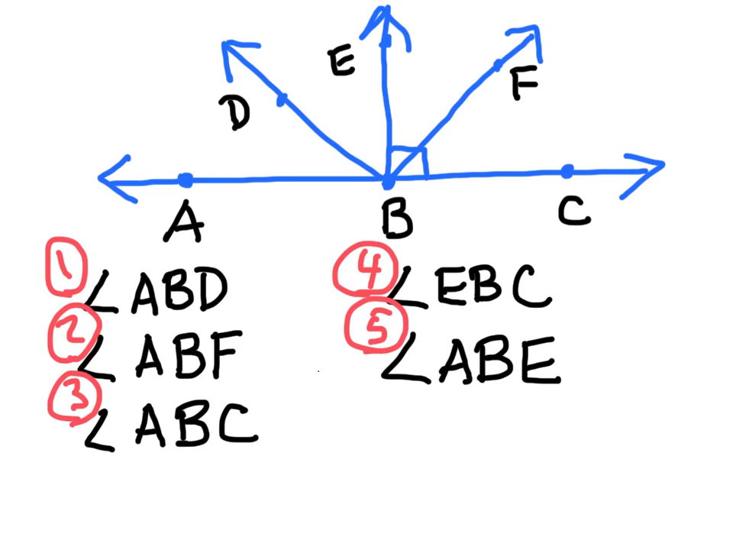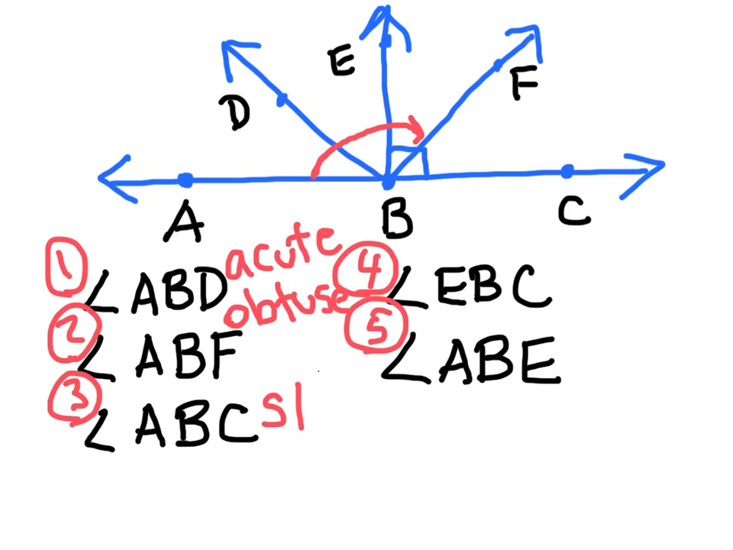Welcome back from pausing the video. Angle ABD is this angle right here. This is clearly an acute angle. It's less than 90 degrees. Angle ABF would be the angle formed here. All right, so that angle exceeds 90 degrees and is obtuse. Angle ABC is a straight line. Therefore, it is a straight angle.